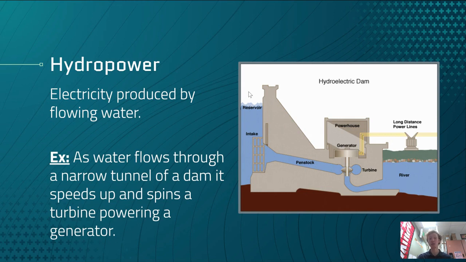powering a generator. You'll notice here that we've got our dam, and it starts to build up the water, and eventually they'll open up the gate, and then it's able to flow through this narrow tunnel. It spins the turbine just like a turbine that we have in so many other types of electricity. Then that spinning turbine is able to power a generator, and that generator converts it into usable electrical energy. And then we usually have a reservoir on the other side, so that way we're able to actually harness that energy.